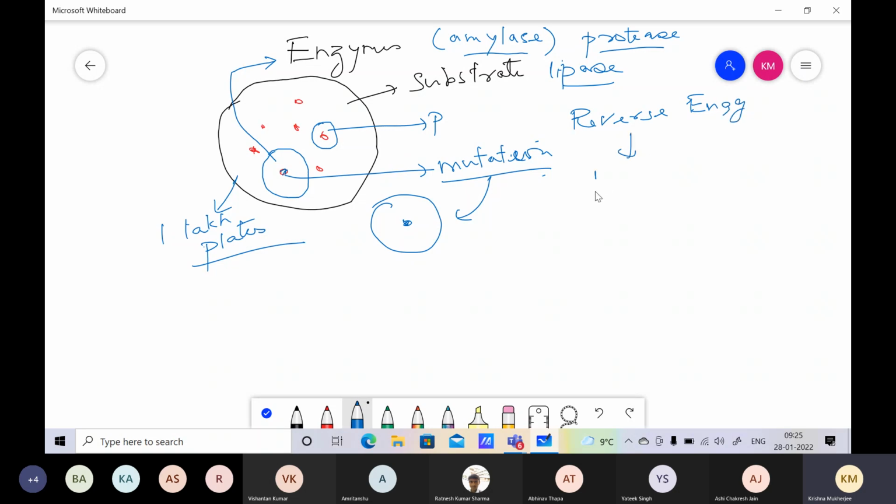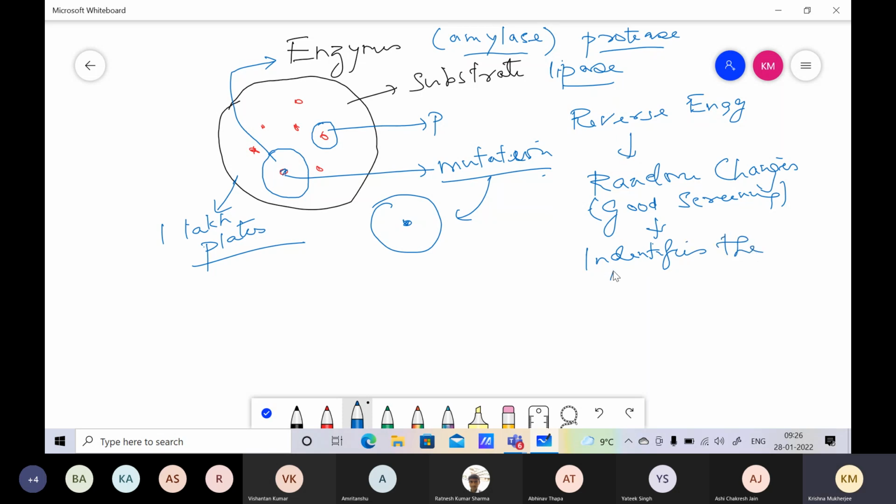The reverse engineering involves first doing some random changes, followed in biology by a good screening protocol, identifying the desired phenotype. This group screening identifies the best or desired phenotype.